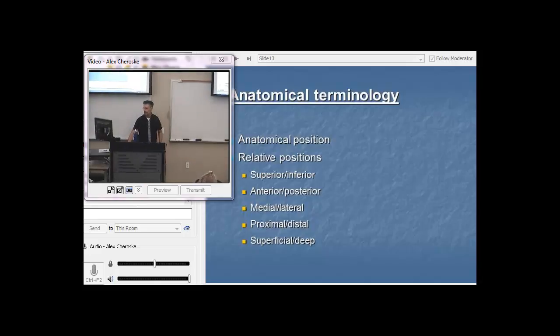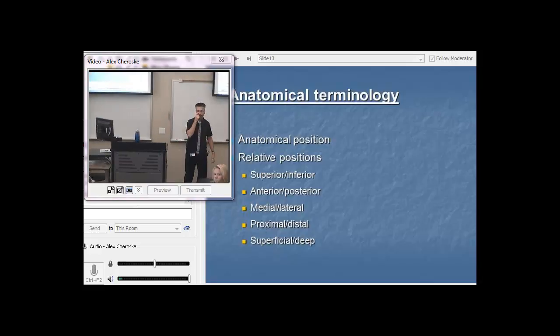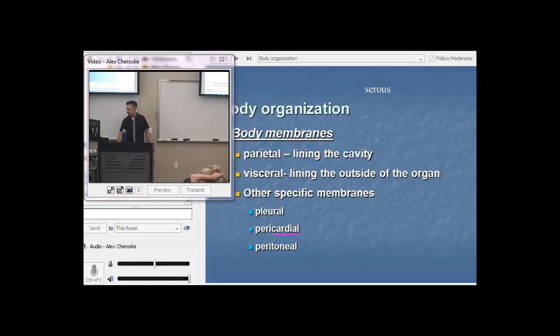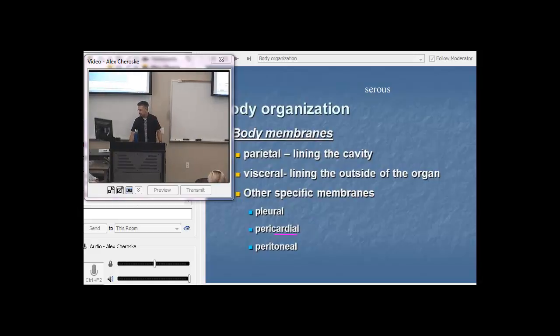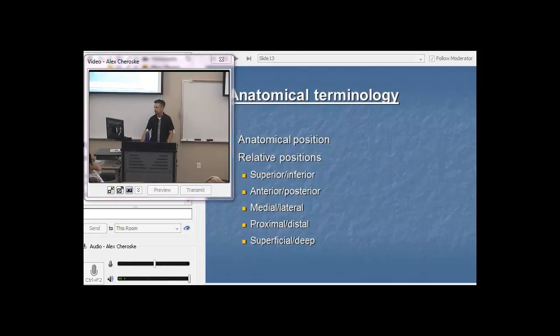A couple other things in terms of terminology. Yeah, question. Yeah, so pleural refers to the lungs. So I can put that on there, right? So when we say pleural, that refers to lungs. When we say pericardial or cardia, that refers to the heart. And the peritoneal ones are going to refer to the abdominal organs instead.